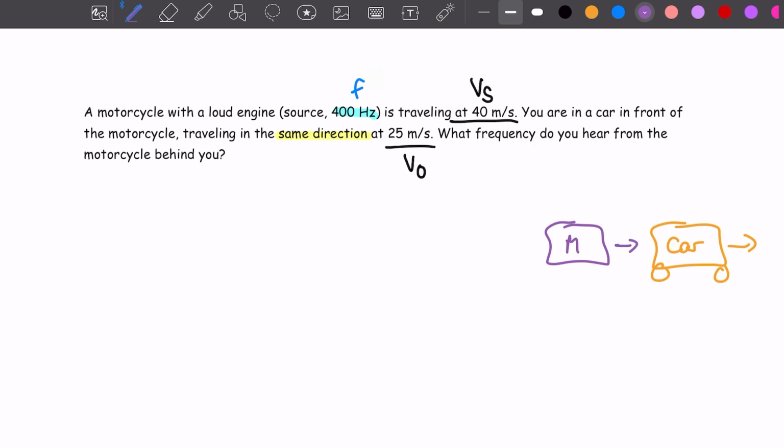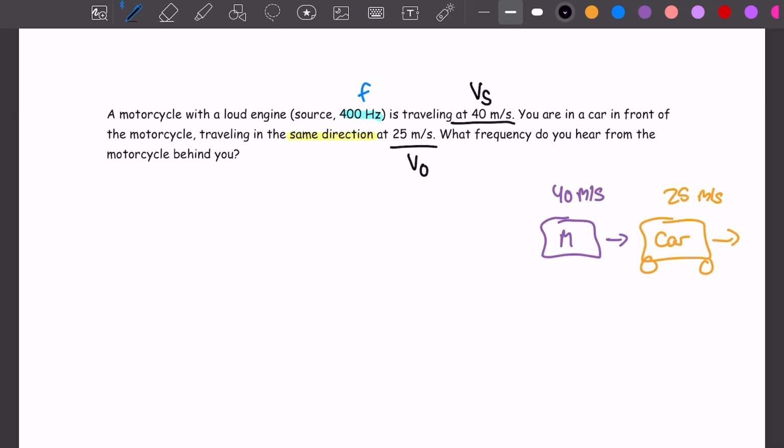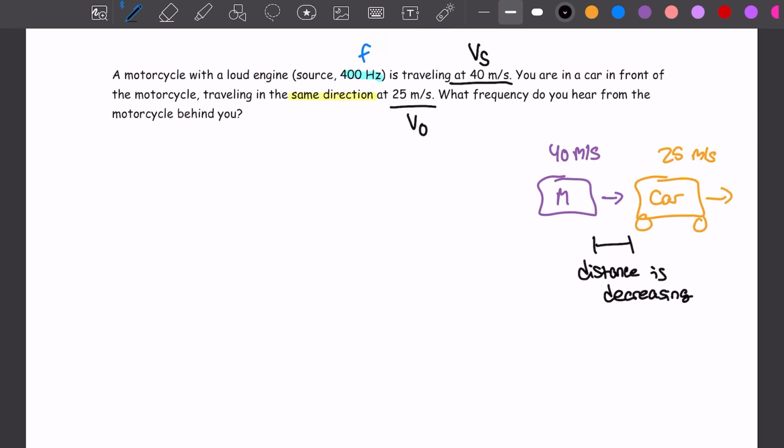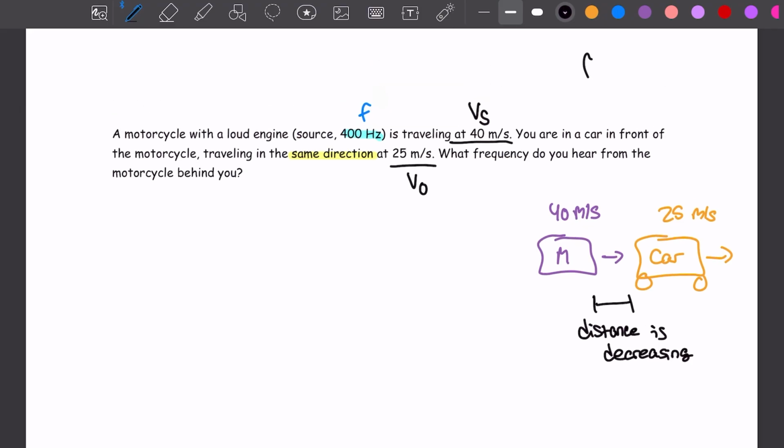The motorcycle is traveling at 40 meters per second, and we're traveling at 25 meters per second. We can obviously tell here that the distance between us is getting smaller. The motorcycle is behind us and traveling faster than us, so the distance is getting smaller. And when the distance between us gets smaller, then the observed frequency gets higher. So we know that F prime is going to be higher than 400 Hz.